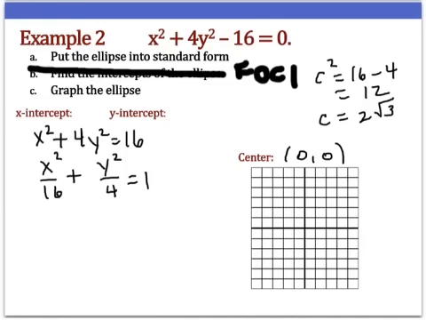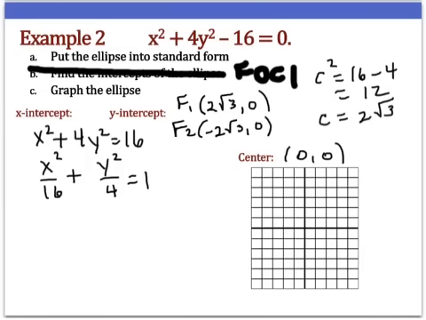But which coordinate do we add and subtract it to? Well, the x in our equation, right here, has the larger denominator. So that is our hint that we're going to add the 2 square root 3 to the 0. So here we go. Our first focus is (2 square root 3, 0). And then 0 minus the other thing is negative 2 square root 3, and that's also 0.